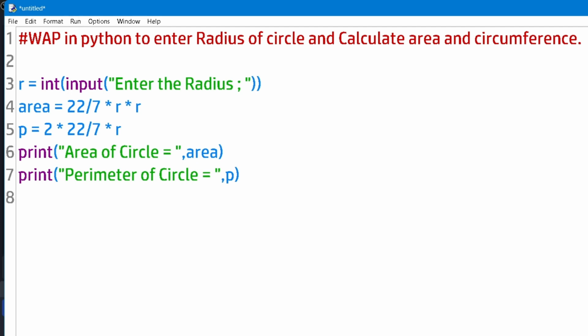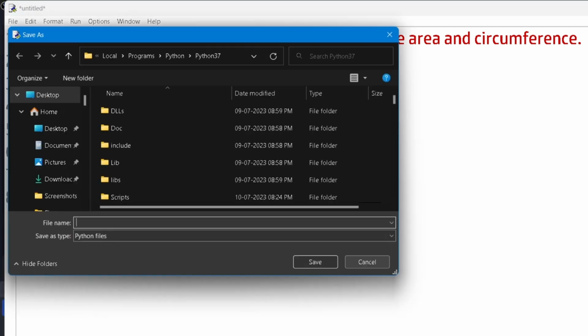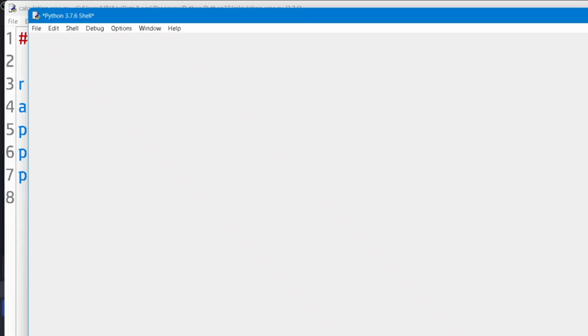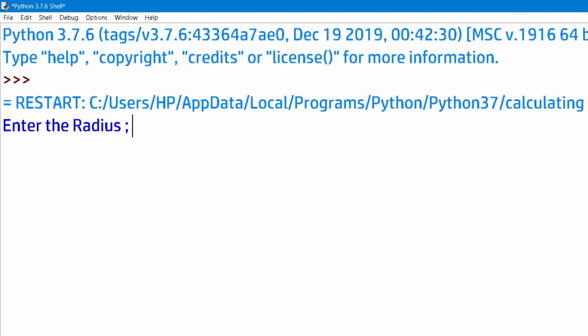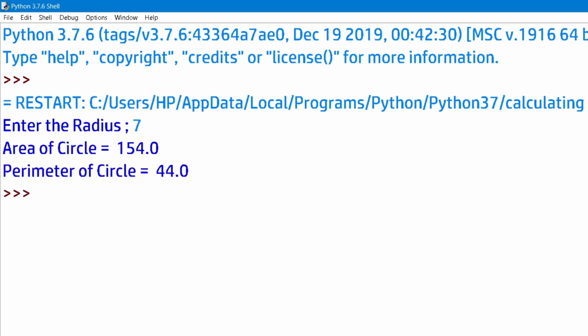Now we have to run it. Now we have to enter here radius, that is 7. So the area of circle is 154 and the perimeter of circle is 44. It is running correctly. Thank you.